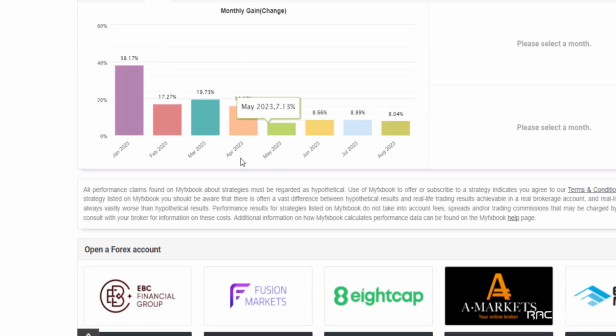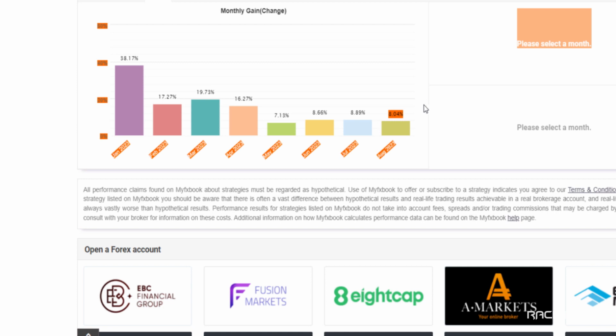Let's look at how each month is performing. 38% in January, 17% in February, 19 in March, 16 in April, 7 in May, 8 in June, July, August. Very amazing months. As you can see, each of these models keeps delivering results on their specific chosen pairs. So we have specifically designed each of these models to suit the pair they are trading. Some people might be saying, I'm going to do this, I'm going to do that. No, the AI understands that for each pair, there is a dynamic way to trade them.